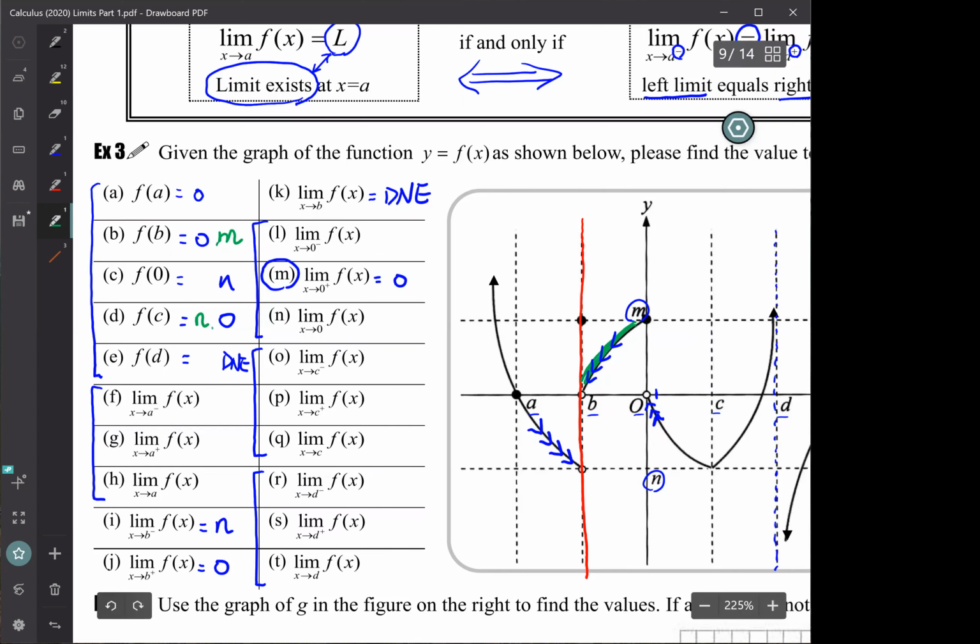For F of 0, I think I got 0. I'm honestly not sure. I'm very confused now. Okay. Anything else?